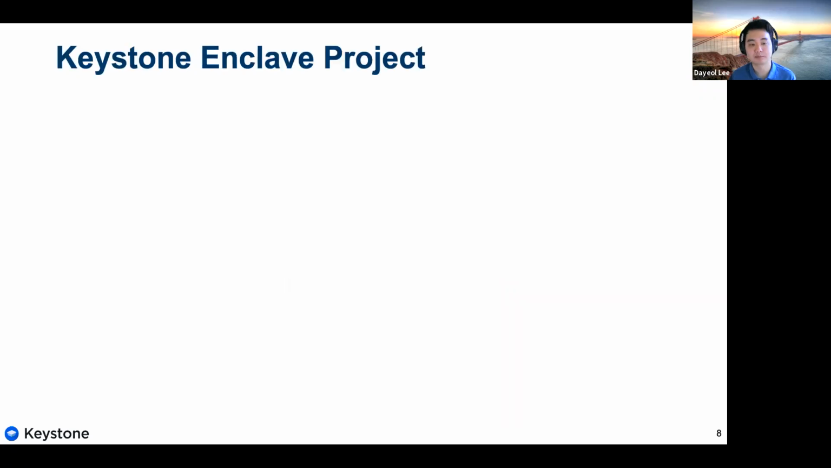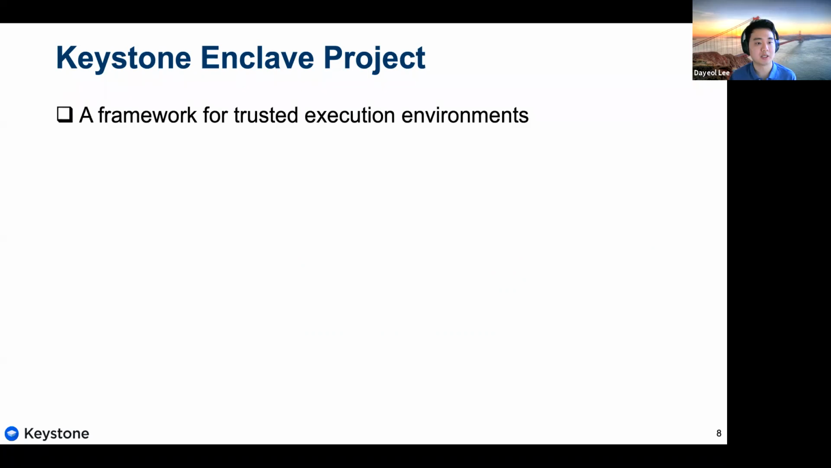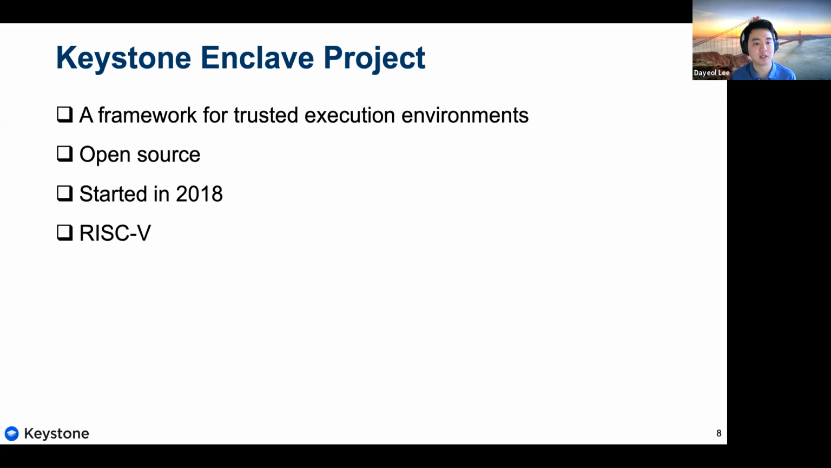So we started the Keystone project. As I mentioned in the previous slide, Keystone is a framework for trusted execution environments. It's an open source project with permissive licenses. The first version was released in December 2018. It's based on the RISC-V instruction set architecture. I'm going to talk about it a little bit more later.